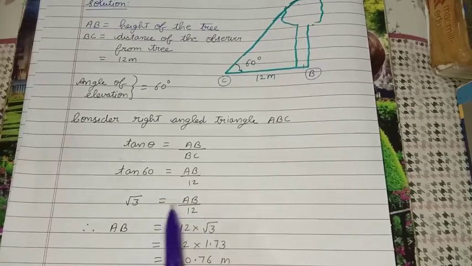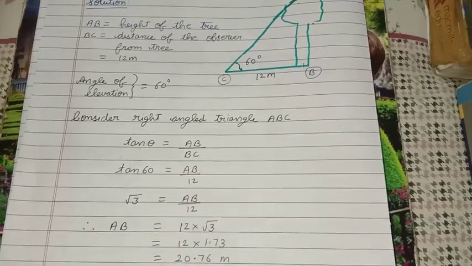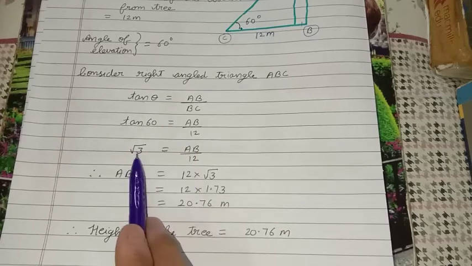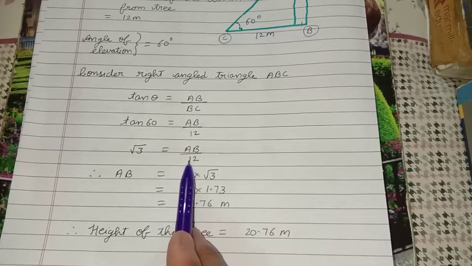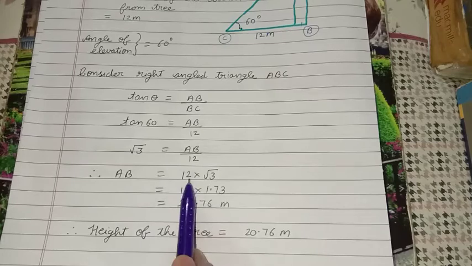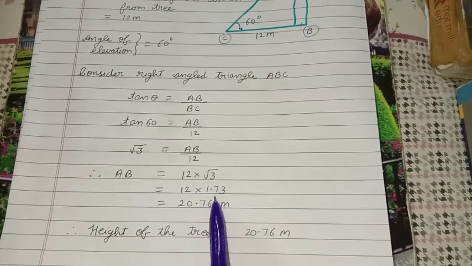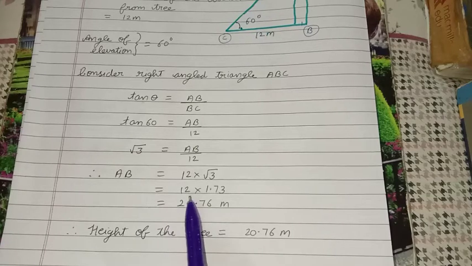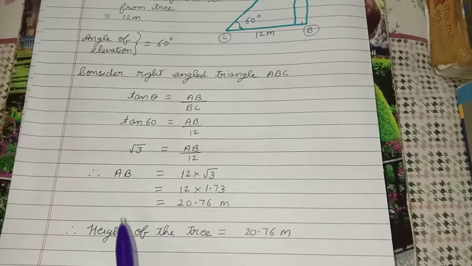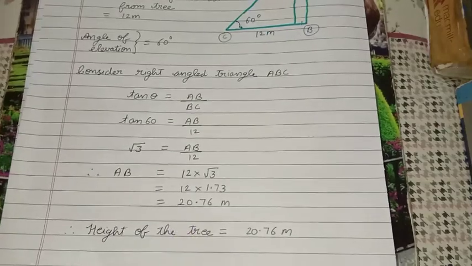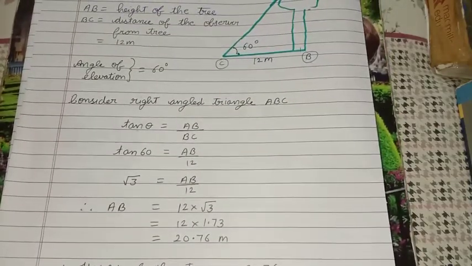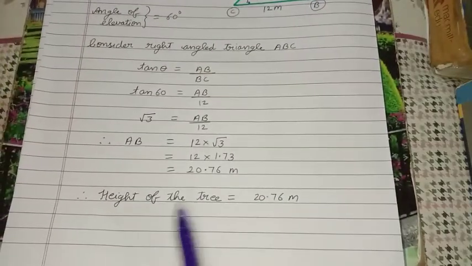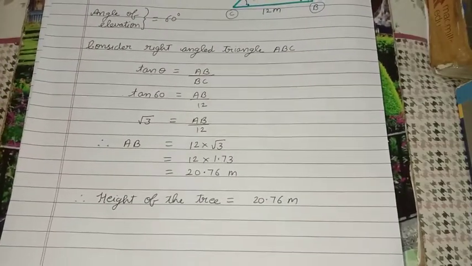So root 3 is equal to AB upon 12. Now this 12 taken to the left hand side, AB is equal to root 3 multiplied by 12. Correct? So it is root 3 into 12. The value of root 3 was given to us as 1.73. So the final answer is 12 into 1.73, and hence AB is equal to 20.76. Now what was AB? AB was the height of the tree. So the height of the tree is equal to 20.76 meters.